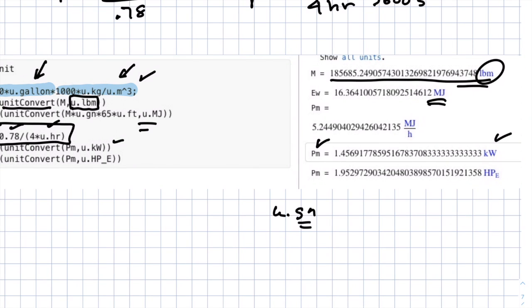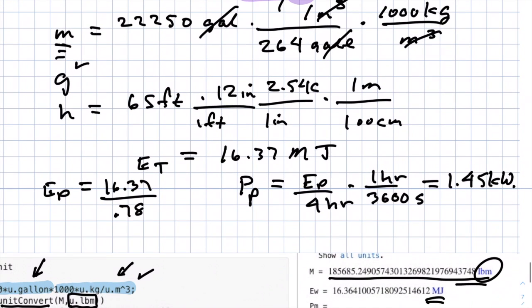The problem asks for the units to be reported in kilowatts, so 1.45 kilowatts. You can also convert this to horsepower, because it's really common in the U.S. to buy pumps in terms of horsepower rating. So hopefully this example will help you think about how to manipulate problems in terms of efficiencies.